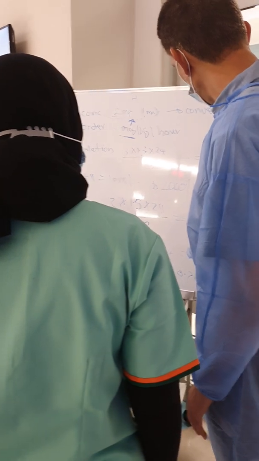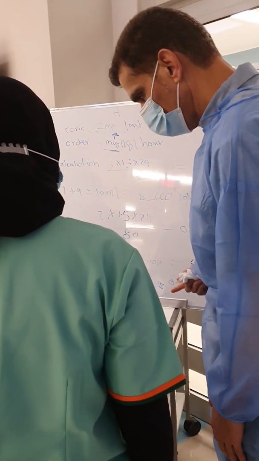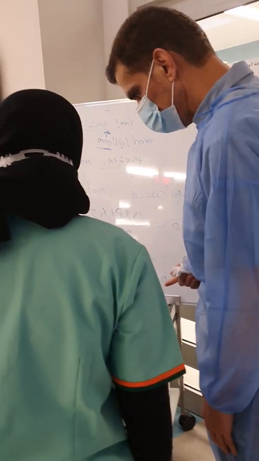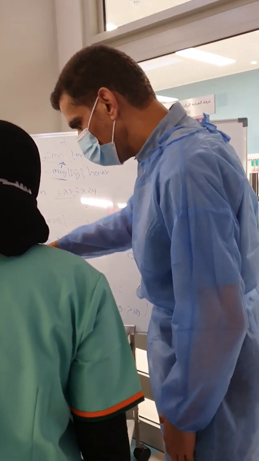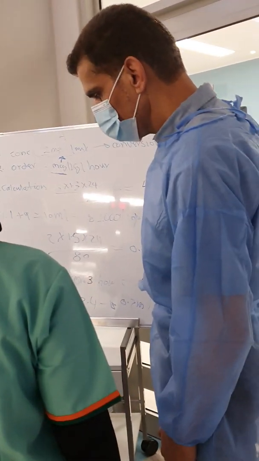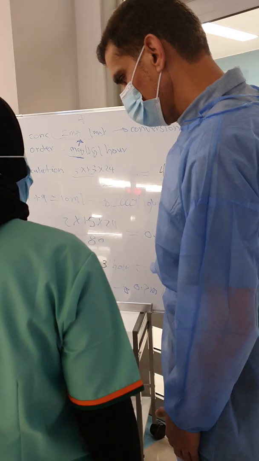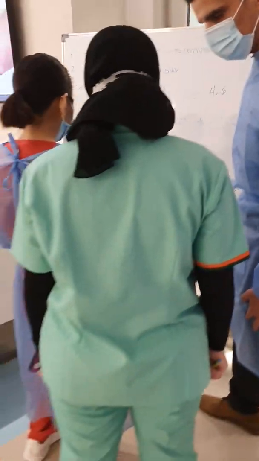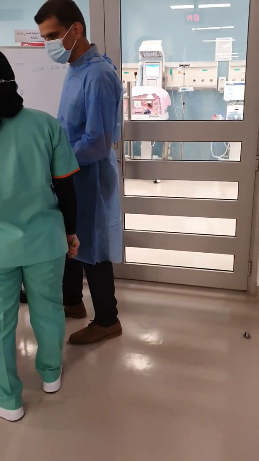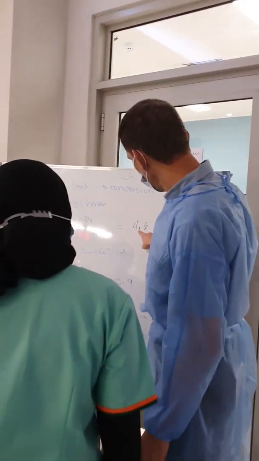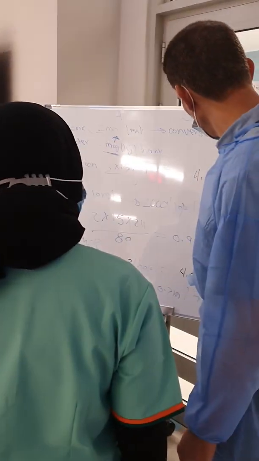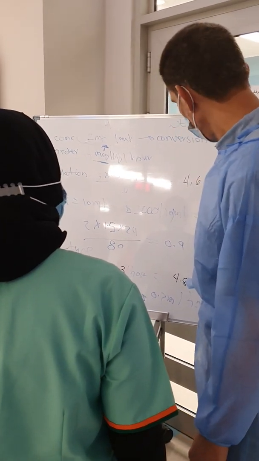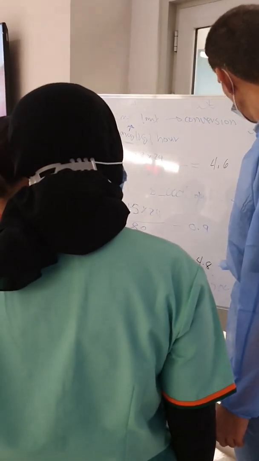Okay. So 4.6 divided by 24. So the minimum you can give is 0.19. Okay? You can't give 0.1. 0.19 will be difficult to calculate, so you want to make it 0.2. So instead of 4.6, you add 0.2 to it, plus 0.2, you get 4.8.